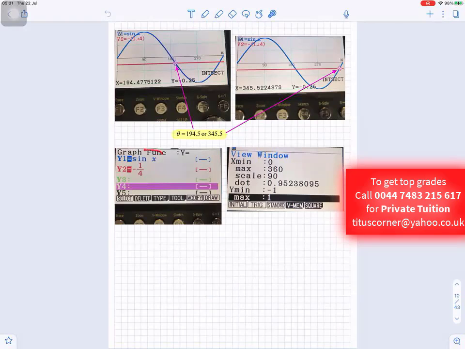If you plot sine x in blue and minus 1 over 4 in red, so sine x in the blue graph, minus 1 over 4 is a straight line. You find where they meet from 0 up to 360. They meet at this point there, which is 194.5, and they meet at this point there, which is 345.5. So you use G-Solve and look for intersect. You will see the answers.